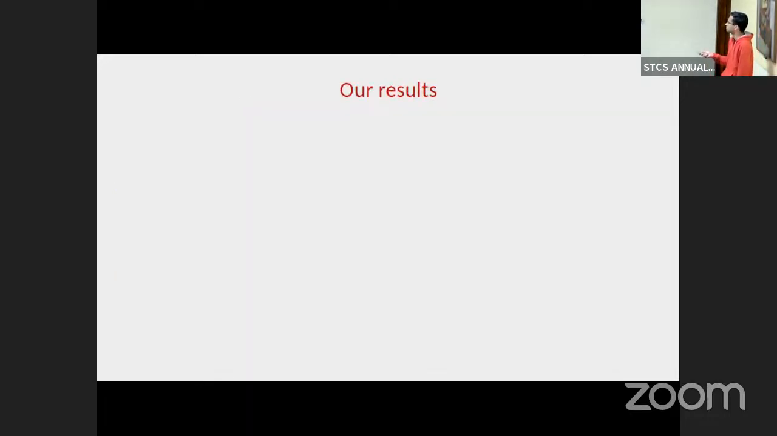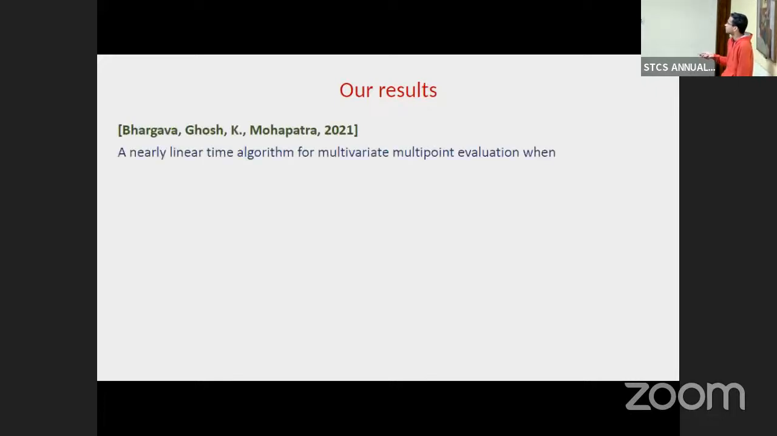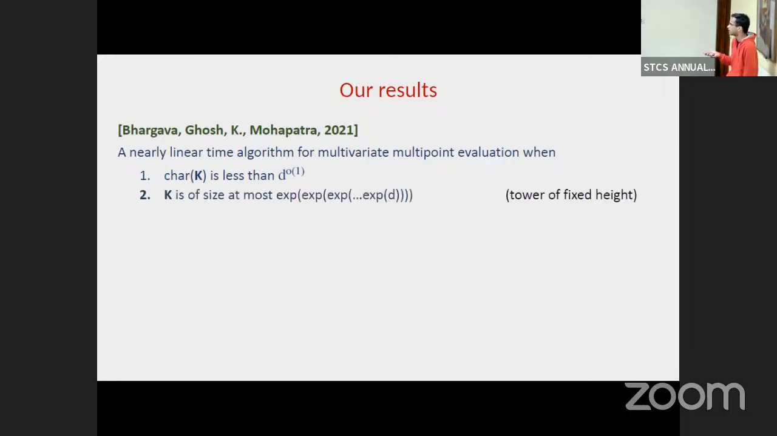Alright, so let me mention some results. In 2021, with Bhargava, Ghosh, and Mahapatra, we gave a nearly linear time algorithm for this problem, provided the underlying field has small characteristic and is not tremendously large. If the size of the field is bounded by some tower of fixed height in the degree, and the characteristic is small, then you had a nearly linear time algorithm for this problem. In particular, if you compare it to Umans' result that I mentioned earlier, we don't have a condition on the number of variables.